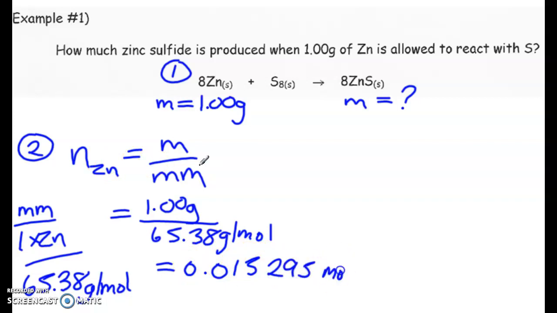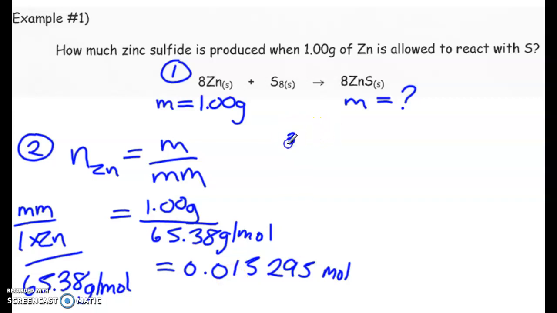0.015295. Okay, so remember, we're not rounding this. We're nowhere closer to done. We're halfway through, actually. So we're on step 2. Okay, so just keep some digits here. Don't round that.